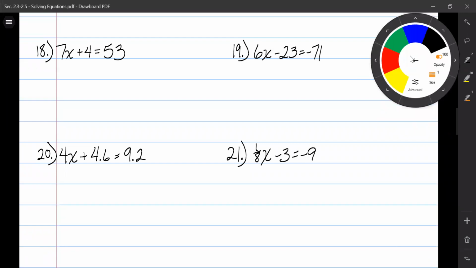All right, number 18. So we're trying to solve for x. 7x plus 4 equals 53. Let's see. Okay. We're going to subtract 4 from both sides. All right, so that's going to give us 7x equals 49.